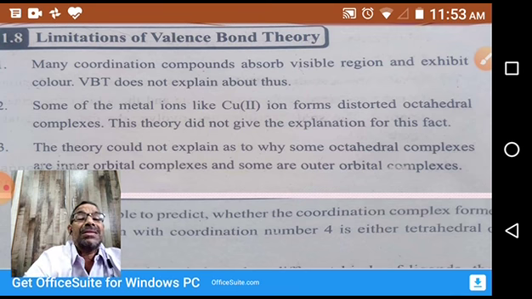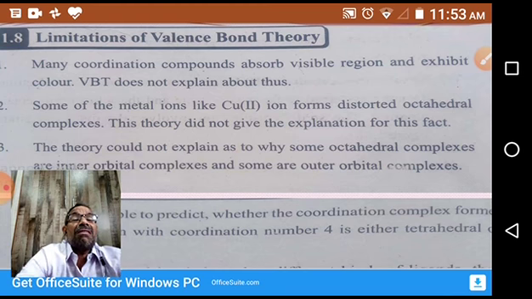So far we have discussed tetrahedral, square planar and octahedral complexes, but we never discussed the color nature, the color property of a compound. So this is one of the drawbacks of this theory.